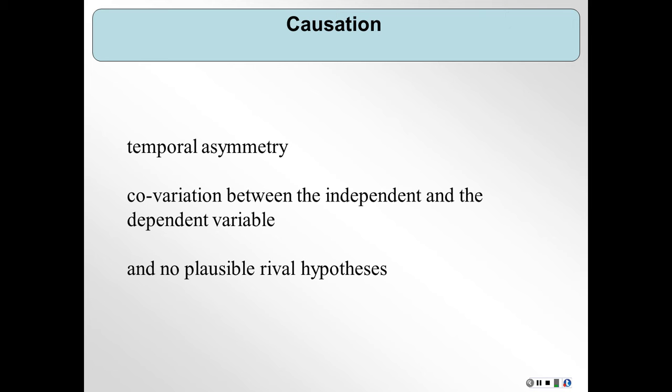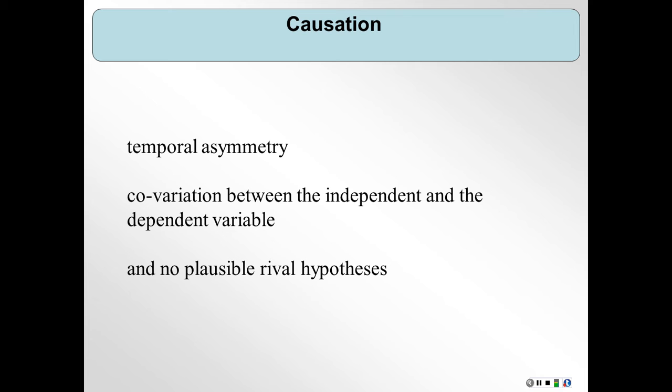The second condition for causation is that we must establish there is covariation between the independent and the dependent variable. We have to show that the independent variable and the dependent variable vary together. As the independent variable changes, changes are noticed. I don't say the word produced, but noticed in the dependent variable.